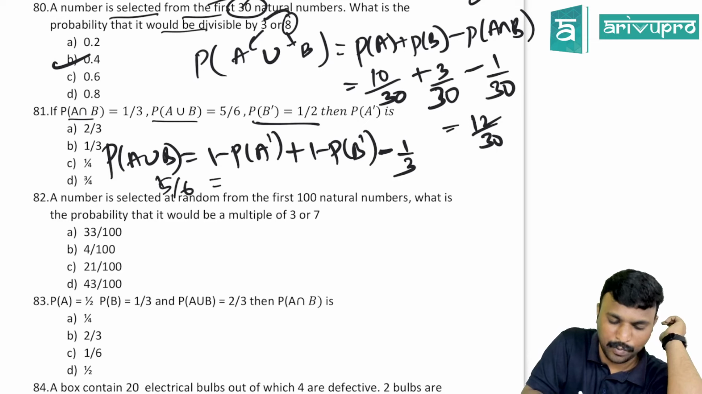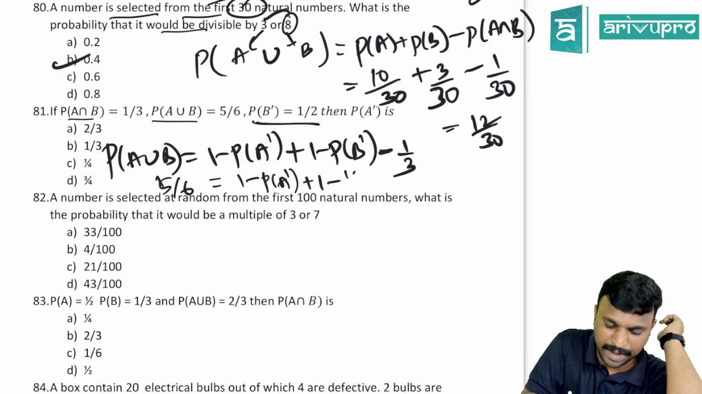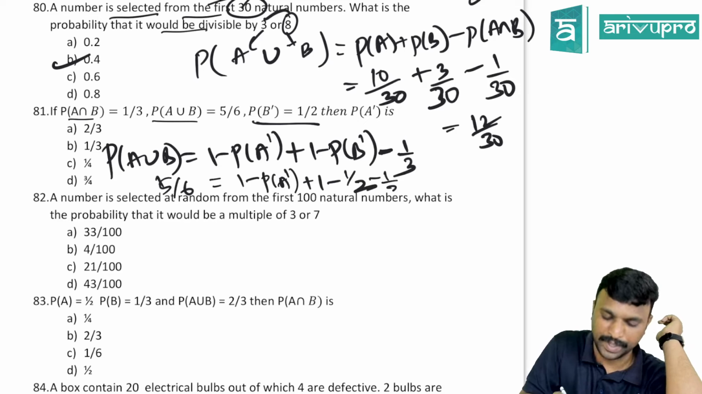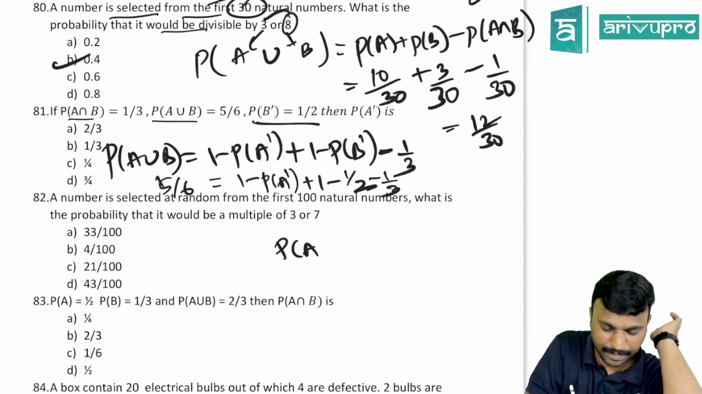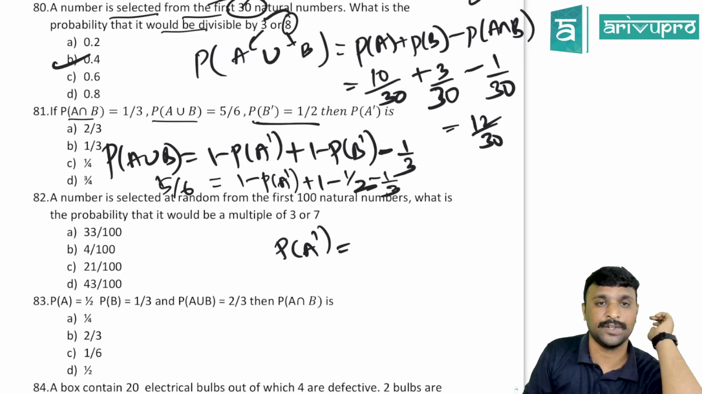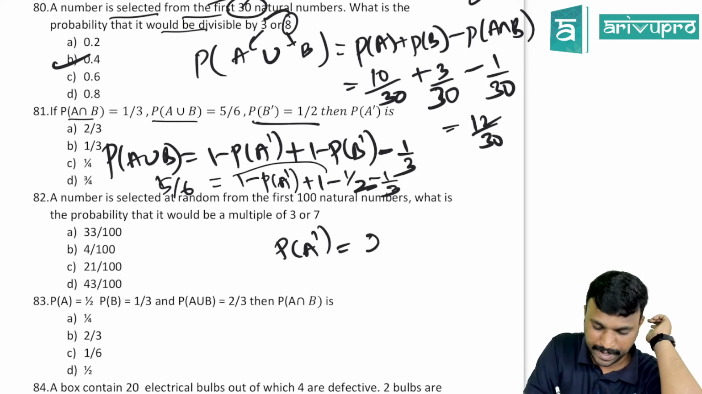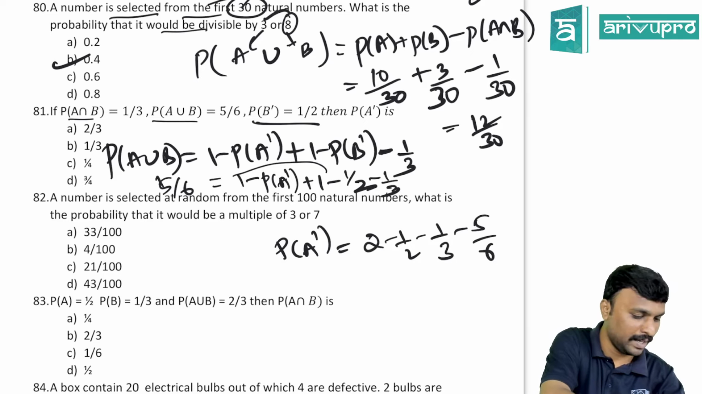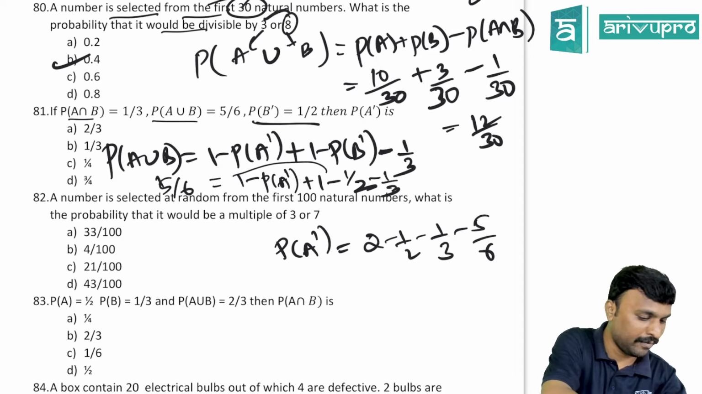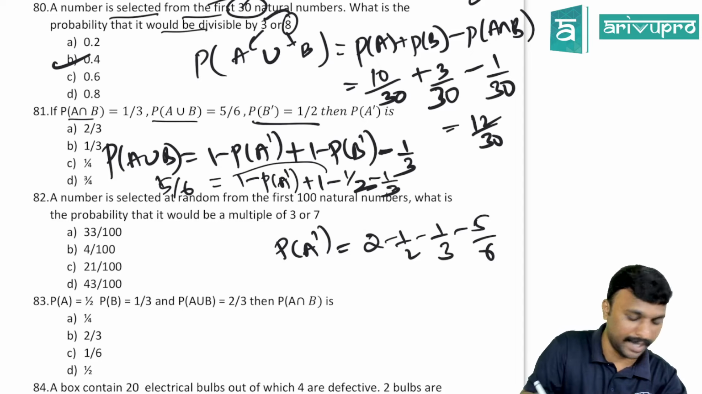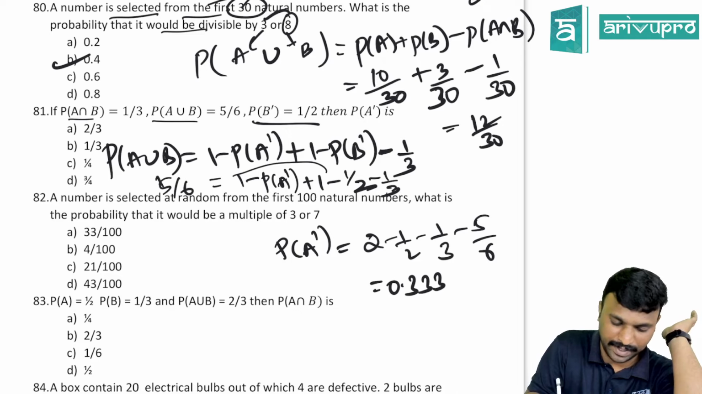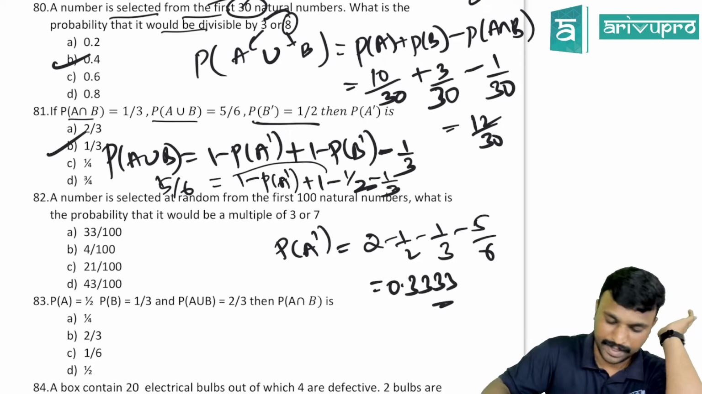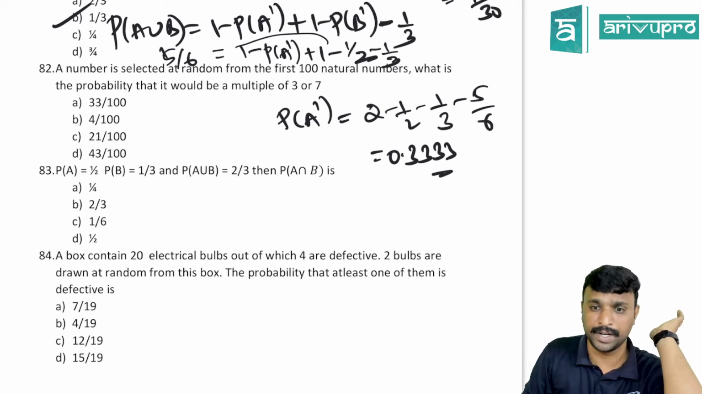Alright, 5 by 6 is equal to 1 minus P of A dash, which we need to compute, plus 1 minus P of B dash, which is given as 1 by 2, minus 1 by 3. Guys, what we shall do is take minus P of A dash on the left hand side, everything else on the other side. So 1 plus 1 is 2, minus half, minus 1 by 3, minus 5 by 6. So type 2, M plus, type 1 divided by 2, M minus, type 1 divided by 3, M minus, type 5 divided by 6, M minus, MRC. So you get 0.3333, which is 1 by 3, the right answer. Is it clear? Let's move on to the next question.